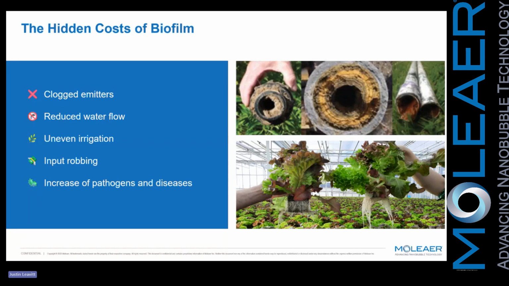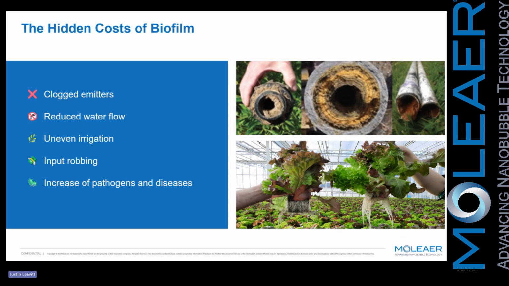If you can catch it early enough, maybe you won't have crop loss, but you can very easily lose that yield potential. The more hidden costs of biofilm, though, are that reduced water flow and uneven irrigation. Uneven irrigation is kind of like having a million little paper cuts. It costs you along the way.